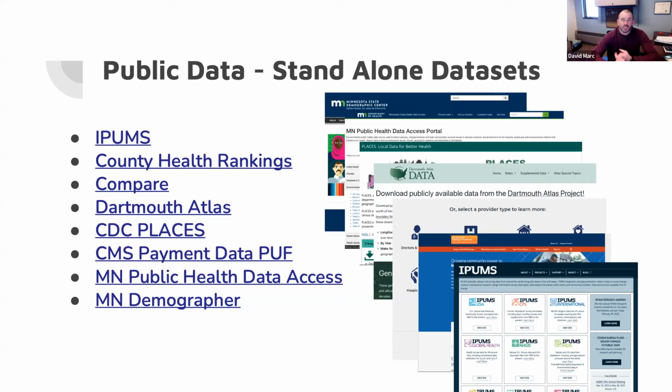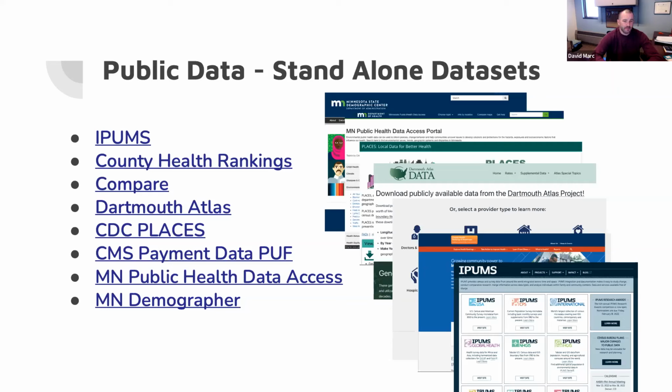Dartmouth Atlas has payment data that can be useful for understanding beneficiaries and cost of care. CDC PLACES is similar to County Health Rankings, but it's maintained by the CDC, even though some of the actual sources of the data are the same. But it includes information about how many people have certain diseases, so the percent of the population that have had a stroke, that have cancer, and so on.